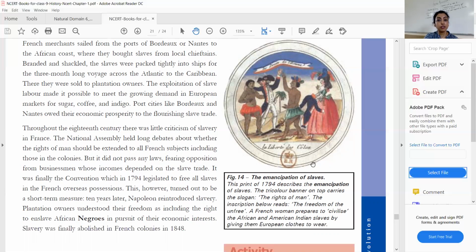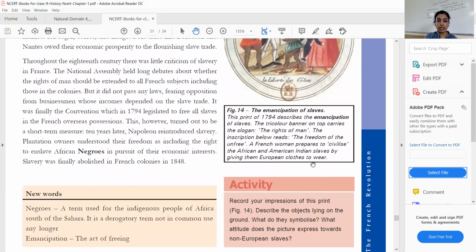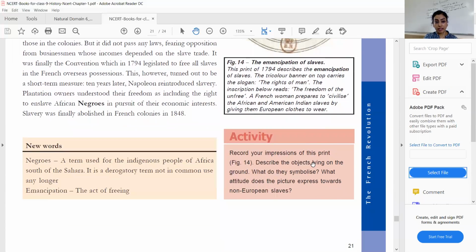Plantation owners understood their freedom as including the right to enslave African Negroes in pursuit of their economic interests. So after Napoleon Bonaparte ruled, slavery was reintroduced, and those plantation owners again understood that African people could be brought as slaves again. But finally, this also did not last long, because in French colonies, slavery was totally abolished in the year 1848. So this is how slavery came to an end in France.